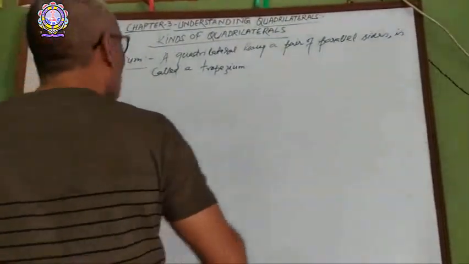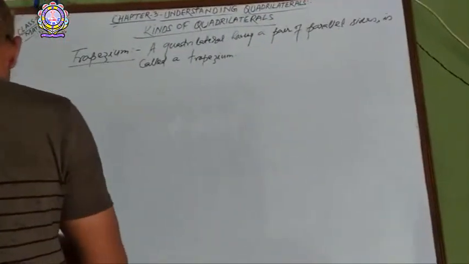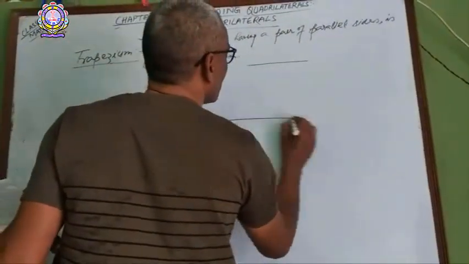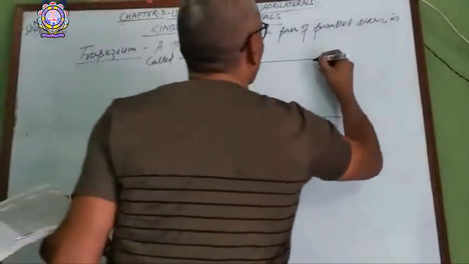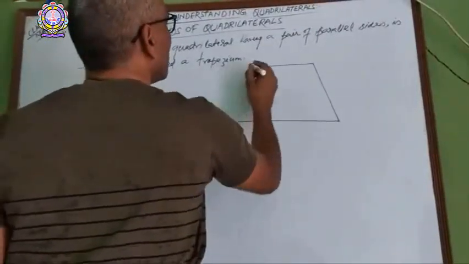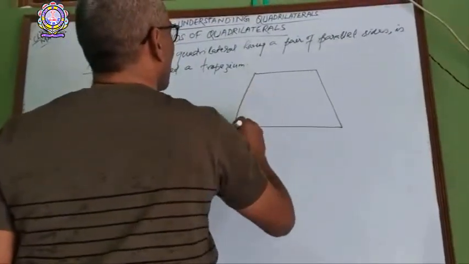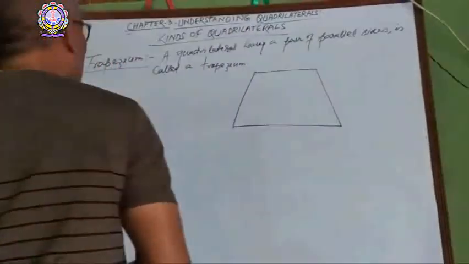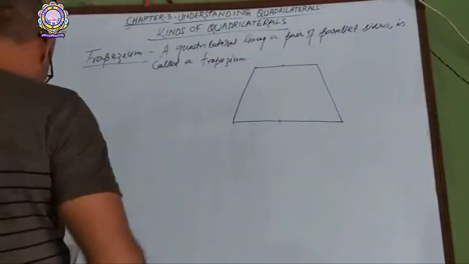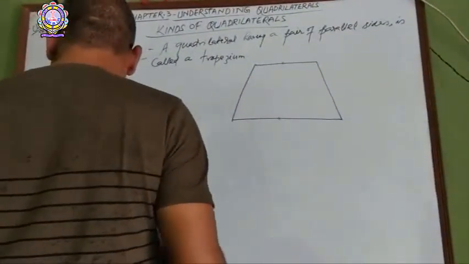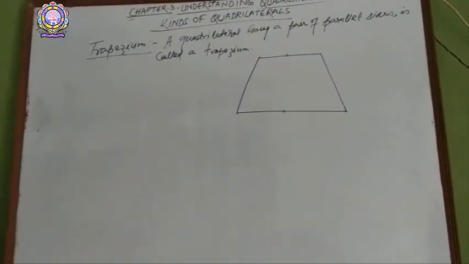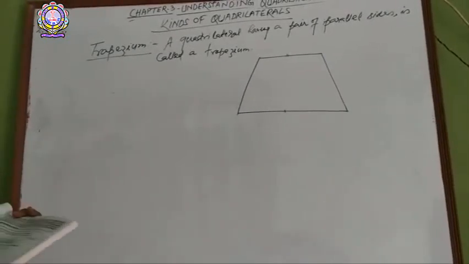Now look here, how a trapezium looks like. These are the two parallel sides. If we join this end to here and this end here, this will make a trapezium. These two sides are parallel to each other. This is our trapezium. If the non-parallel sides of a trapezium are of equal length, we call it an isosceles trapezium.